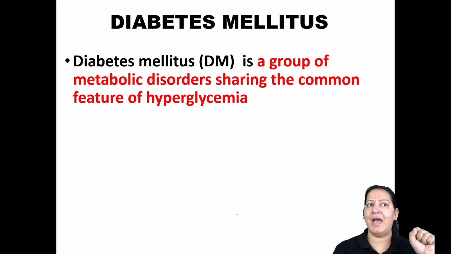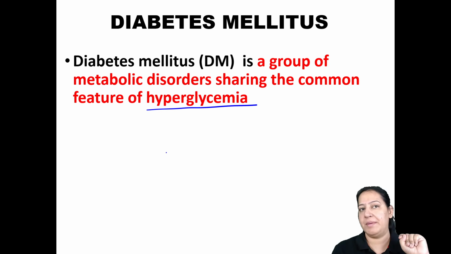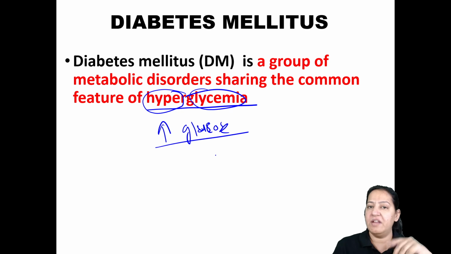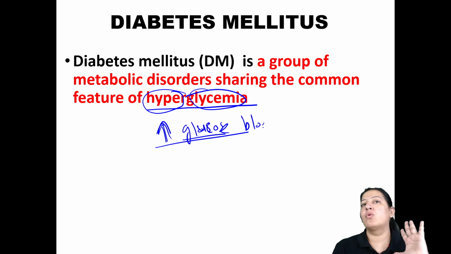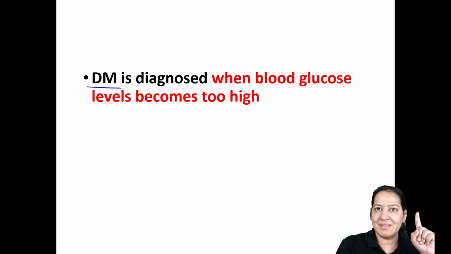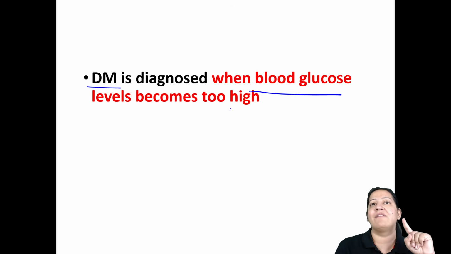Diabetes mellitus is a group of disorders which have one common feature, that is hyperglycemia. What do you mean by hyperglycemia? Hyper means more, glycemia means glucose. So the person will have a higher glucose level in the blood. That is the condition known as hyperglycemia. So diabetes mellitus is diagnosed when the blood glucose level becomes too high.